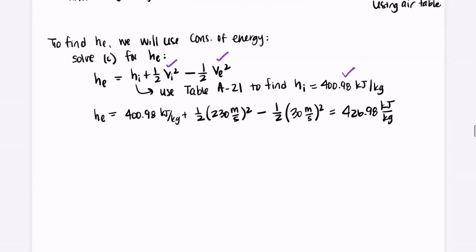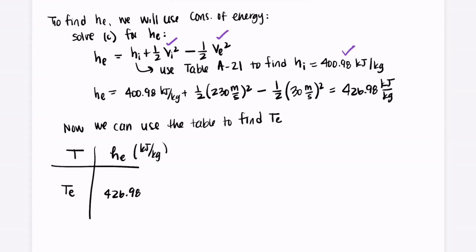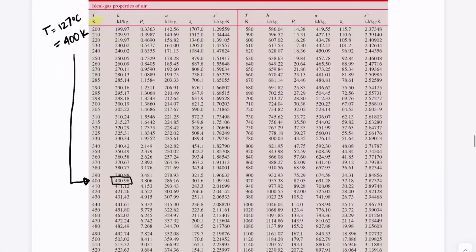So that means that we can use that same table to find TE. All right. And we're probably going to have to interpolate, right? So we want to find TE, and we know that our enthalpy at E is 426.98 kilojoules per kilogram. Can anybody look at the table and tell me which ones we should interpolate between?